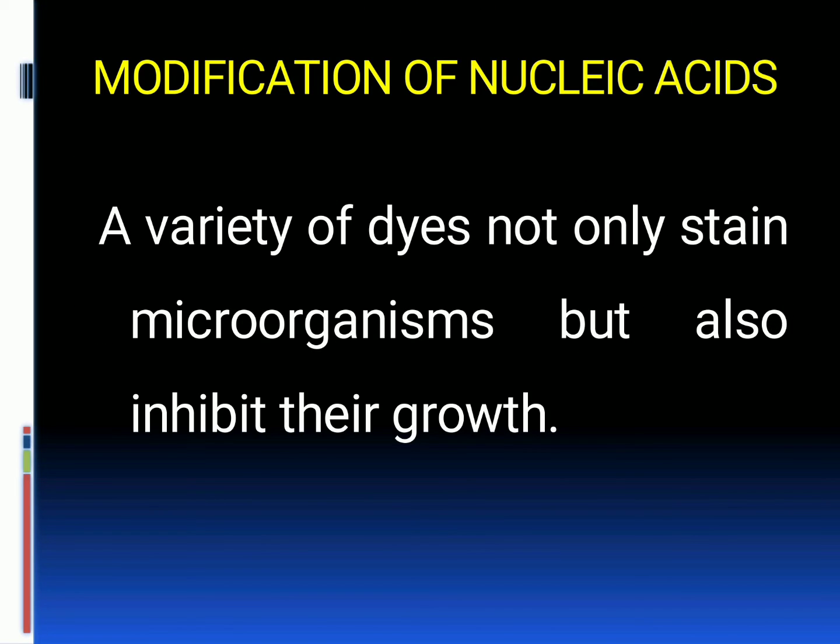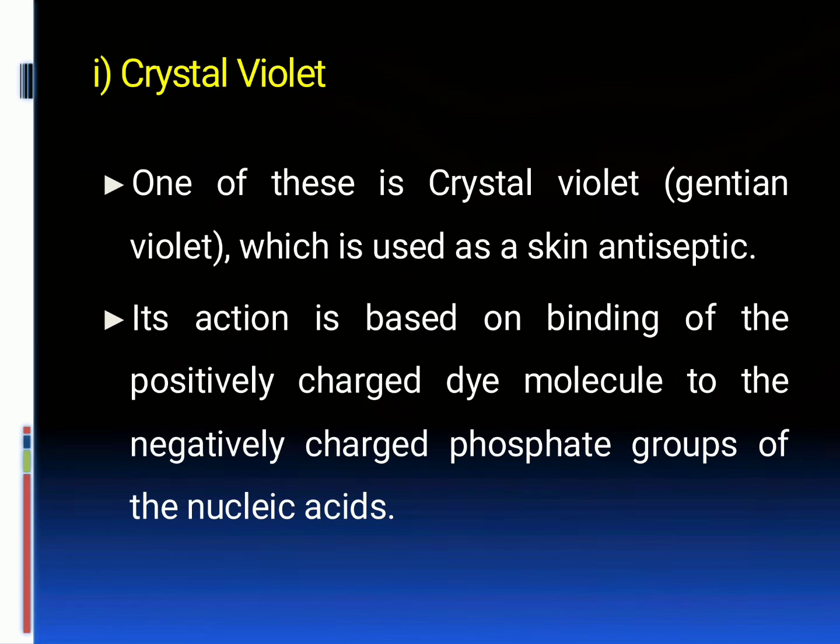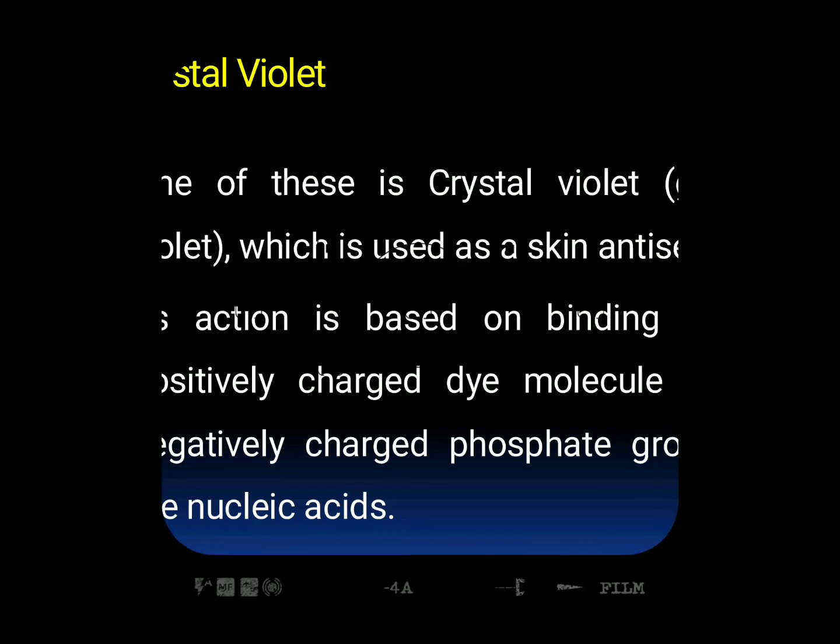Modification of nucleic acid is the last type of chemical sterilization method. A variety of dyes not only stain the microorganism but also inhibit its growth. They have two types: crystal violet and malachite green. First one, crystal violet. One of these, gentian violet, is used as a skin antiseptic. Its action is based on binding of the positively charged dye molecule to the negatively charged phosphate group of the nucleic acid. Second one, malachite green.